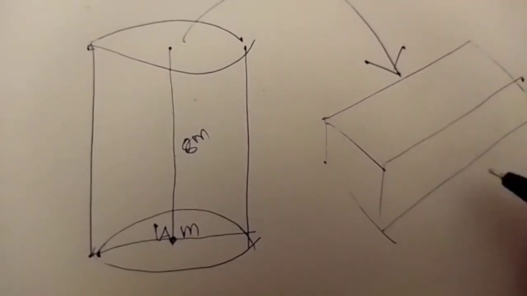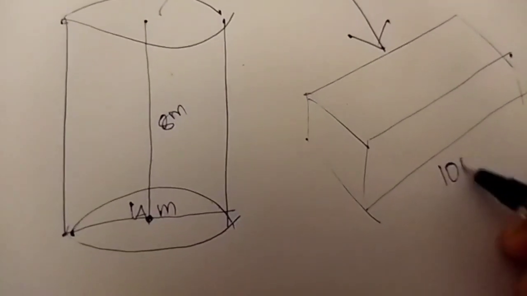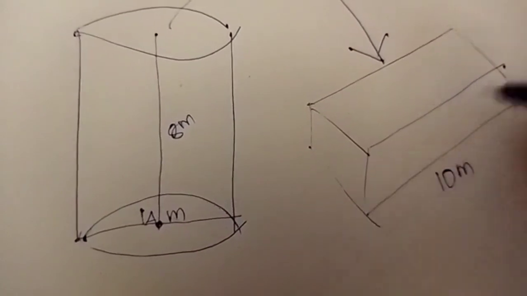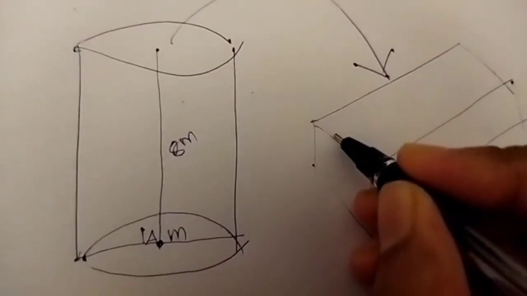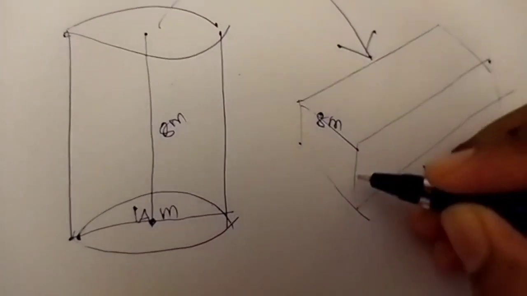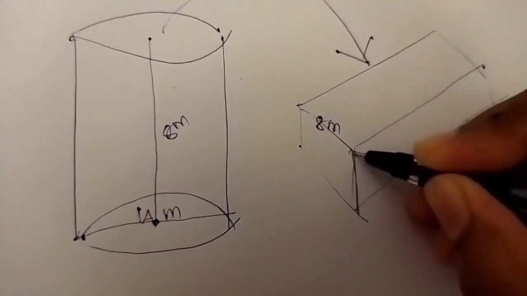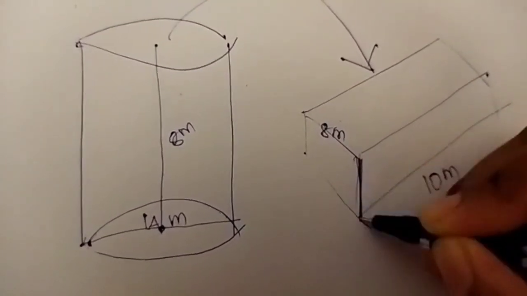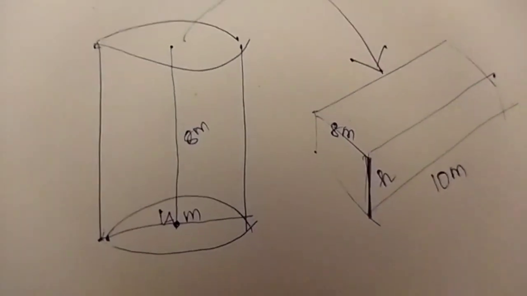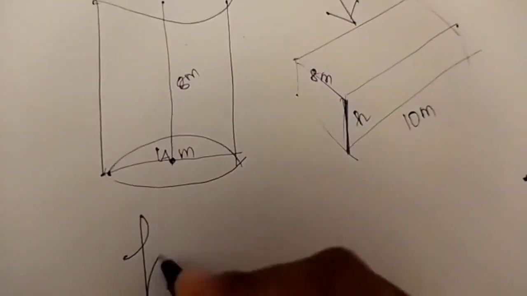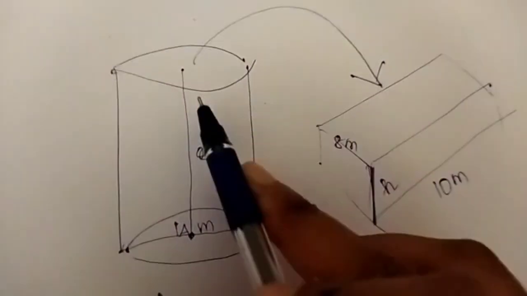For this rectangular plot, the length is 10 meter and the breadth is 8 meter. Now we need to find the raise in the rectangular plot, that is the height of the rectangular plot. In order to find the height of the rectangular plot, look here.